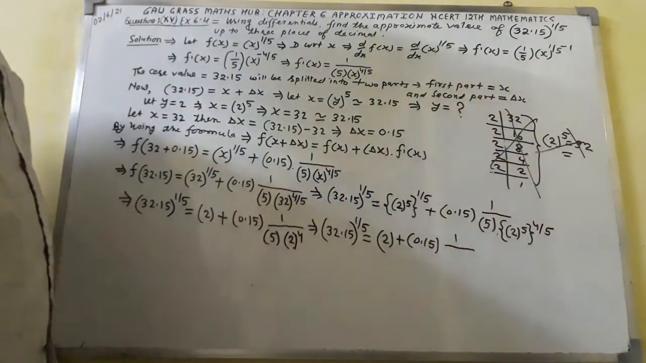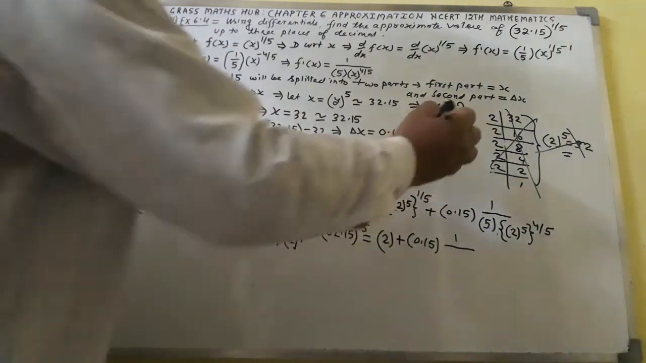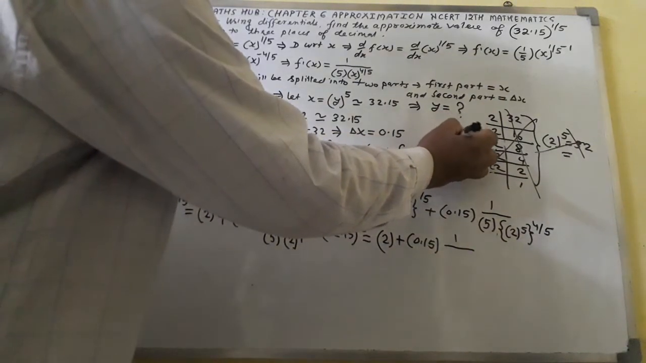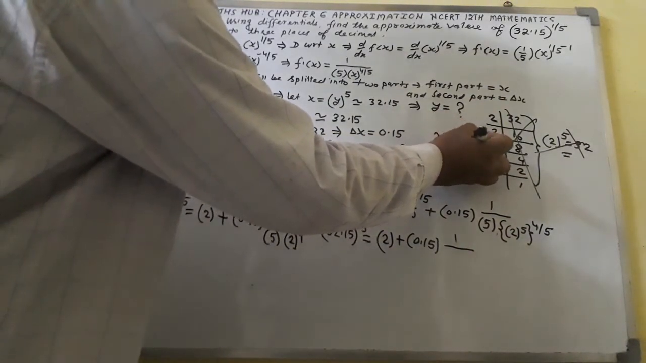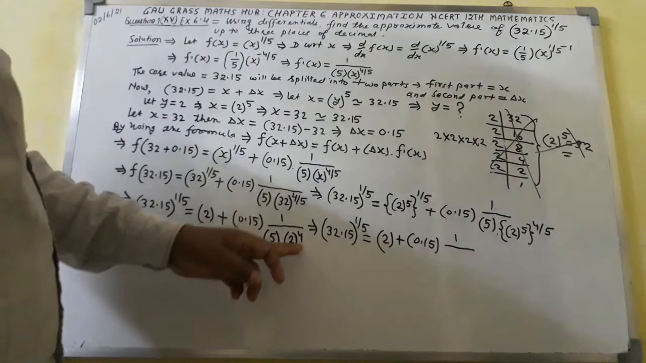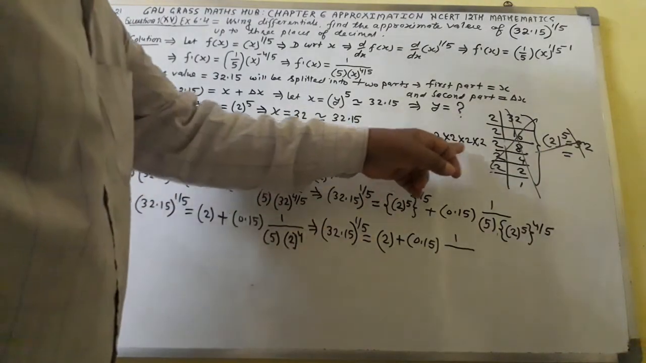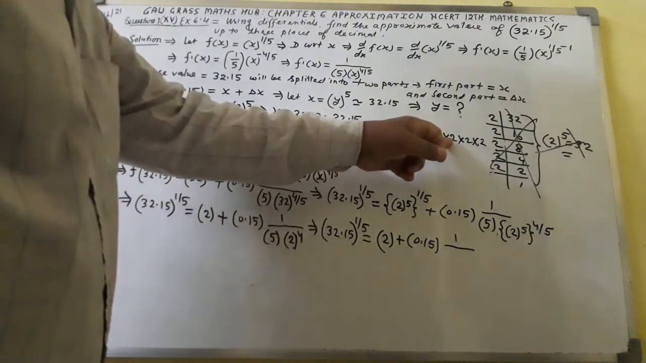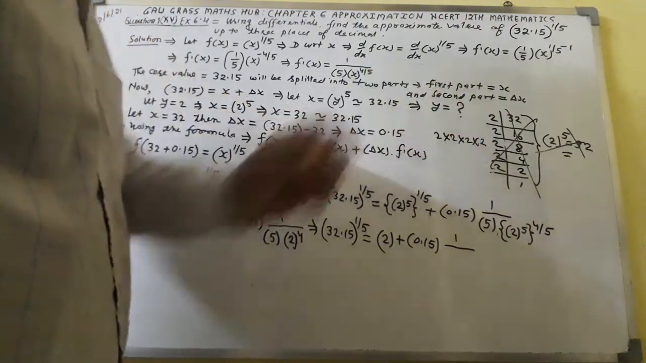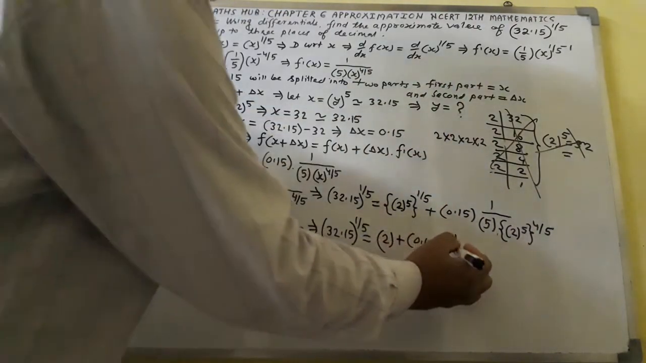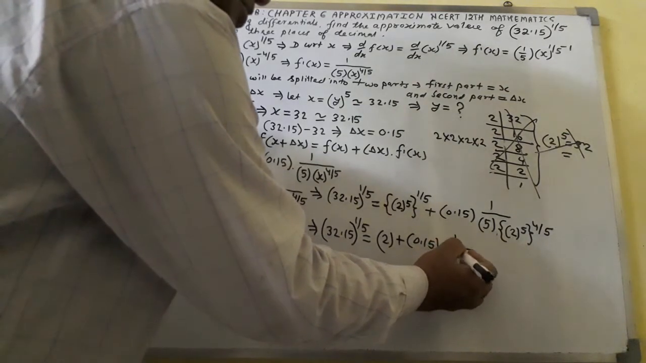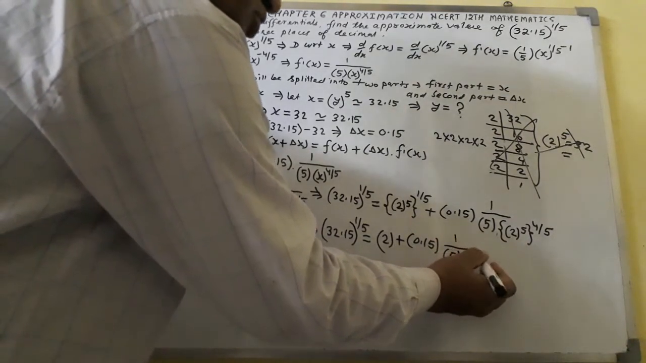1/2 raised to the power 4 comes out to be 2 into 2 into 2 into 2, that is 2 raised to the power 4. 2 twos are 4, 4 twos are 8, 2 eights are 16. So you will get here 5 into 16.